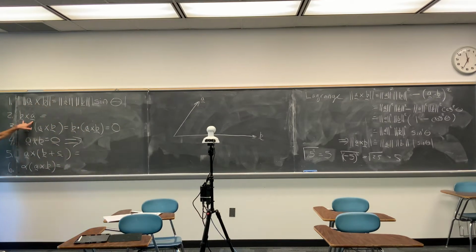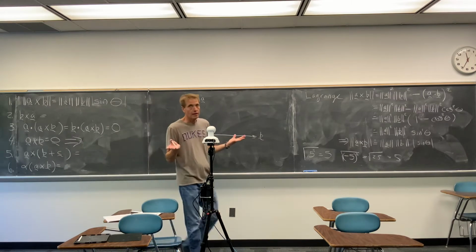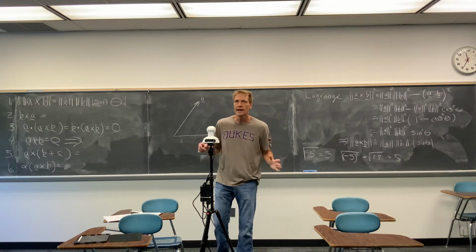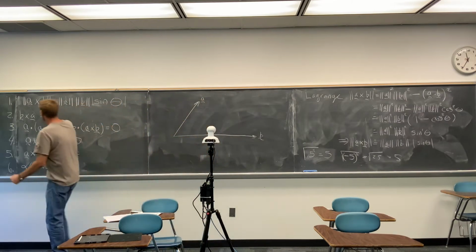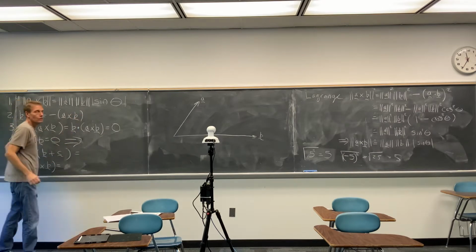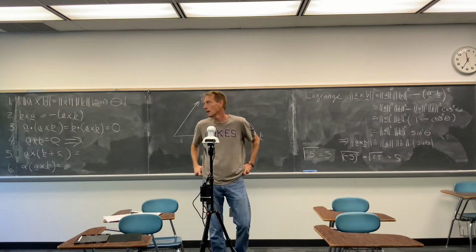I did ask you to prove for homework, which I could ask on the second quest, that the vector B cross A is equal to what other vector? The vector B cross A is equal to negative A cross B. So it's our first product that's not commutative.